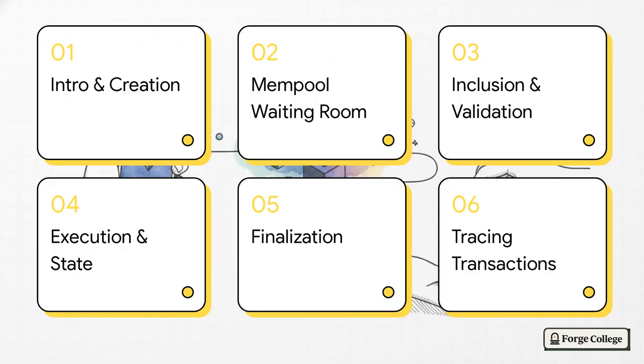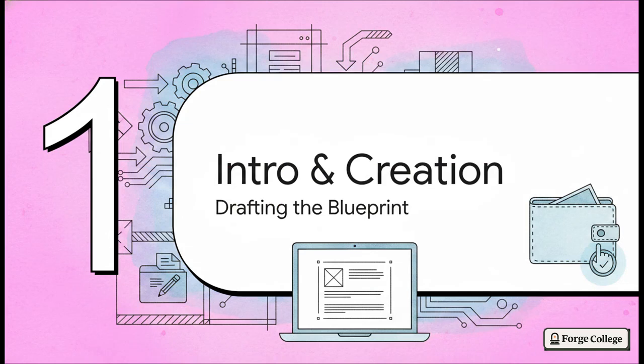All right, let's actually follow our transaction down the factory floor. We'll start with creation, step into the mempool, look at inclusion, observe the execution, wait for finalization, and wrap it all up by tracing a real transaction. Okay, let's kick things off with our very first stage, drafting the blueprint.